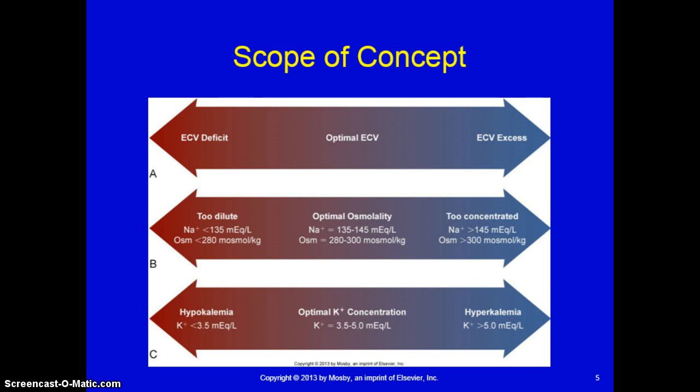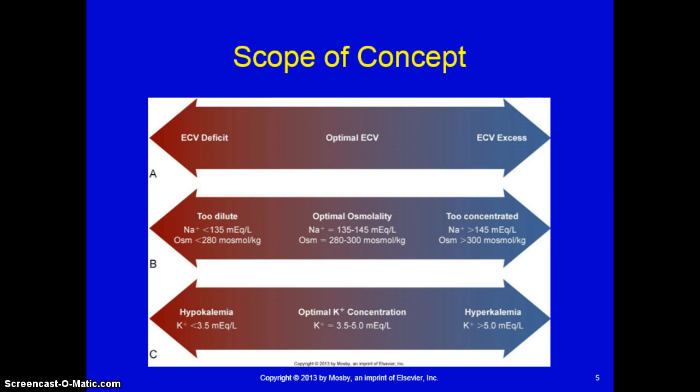When we're talking about the scope of fluid and electrolyte balance, we need to be aware that it's going to fall into a couple of different categories. When you look at this picture, you can see right down the middle, that's optimal. That's where we want to be. And from there, it either goes to excess, too concentrated, hyper, or we go to the deficit side, too dilute, and end up with the hypos. So we're going to spend some time talking about hyper and hypo, kalemia, calcemia, magnesium, phosphorus, lots of different things.